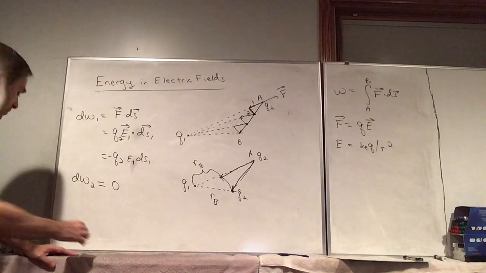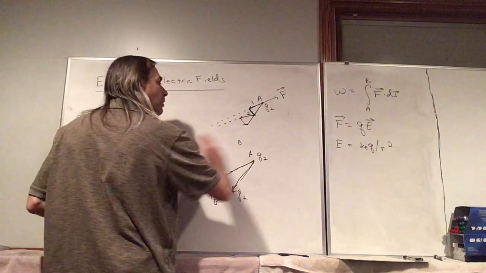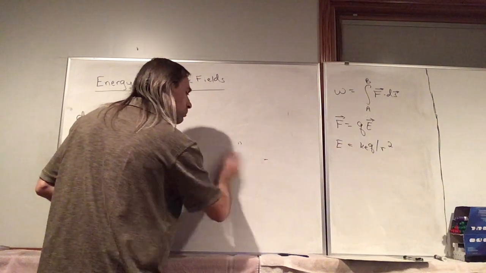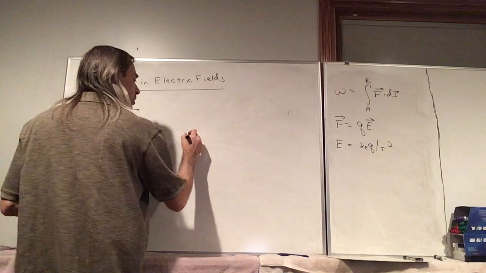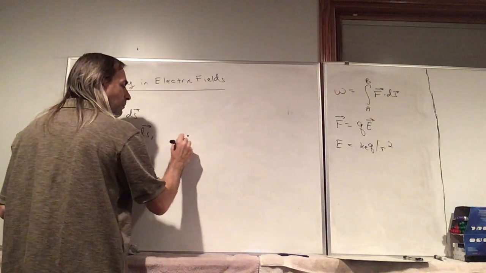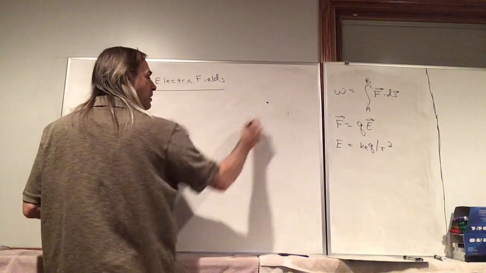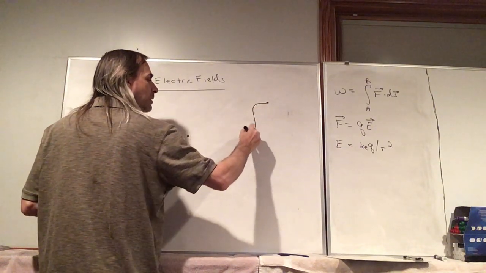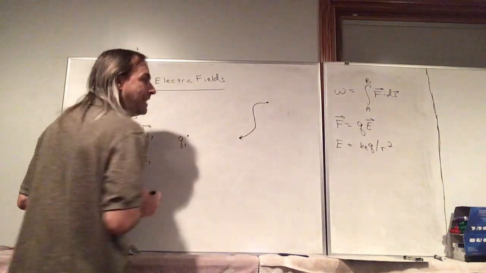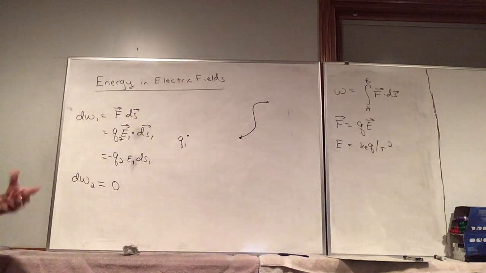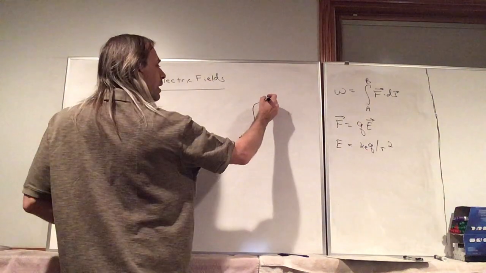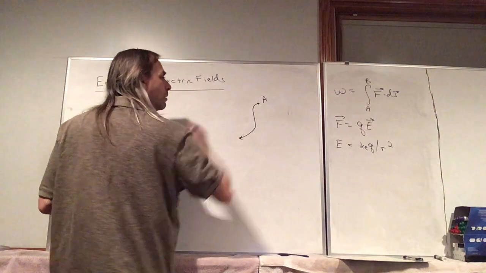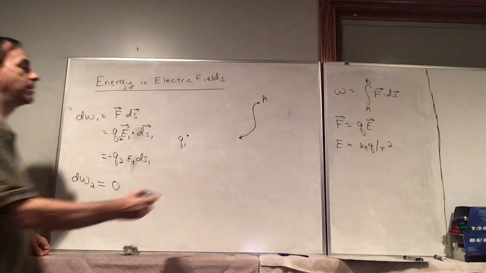Now, if we look at a more general path, I'll try to draw this, but say we have Q1. And let's say point A is here and B is here, and we have some path that looks like this. So that's the actual path. So again, we can break this up into pieces, and I'm going to try and make this a little bit easier to draw. Let's say A is here and B is here.